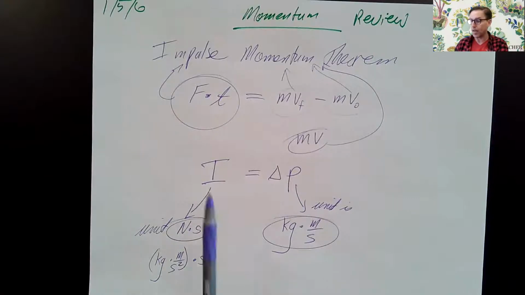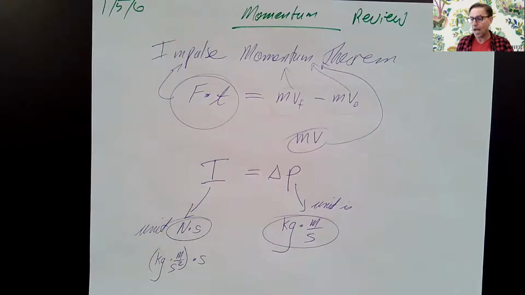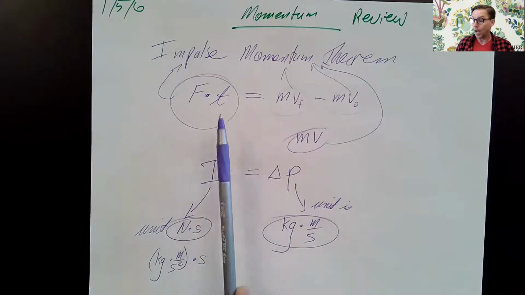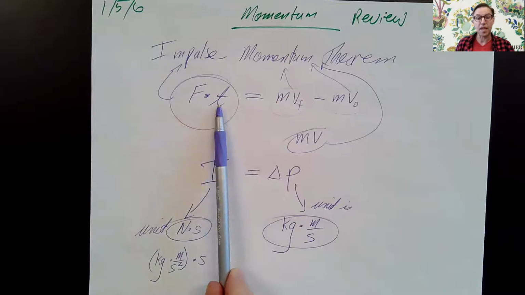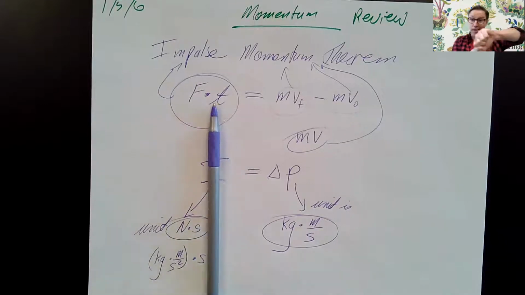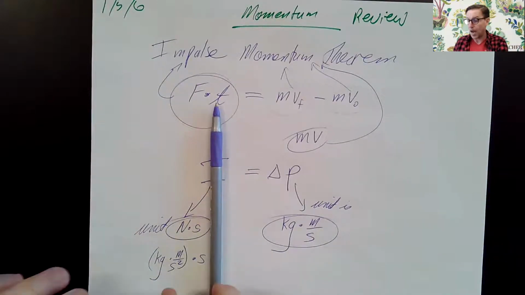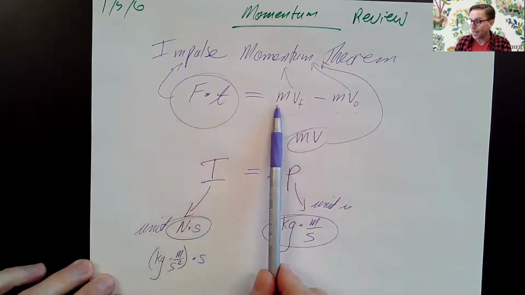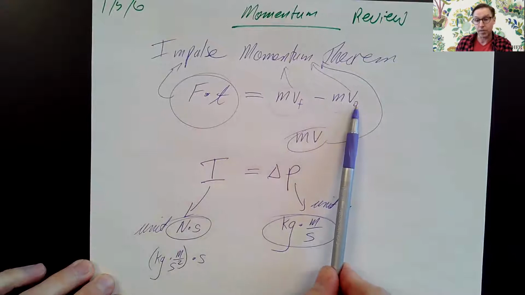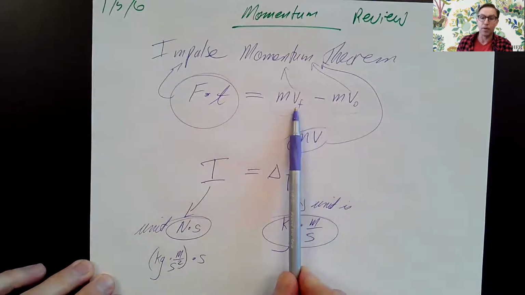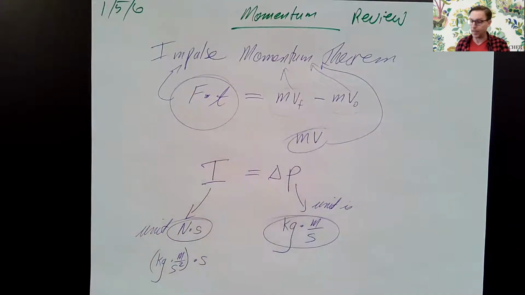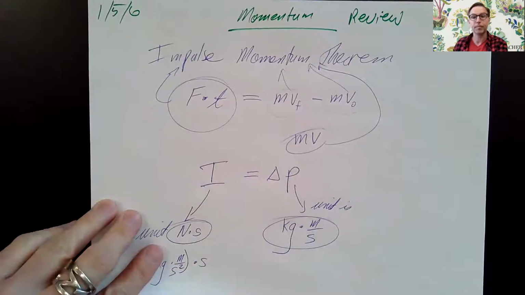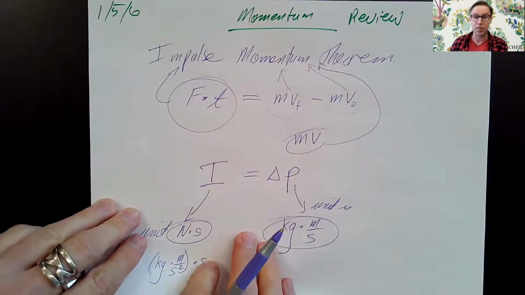All right, so that is our impulse momentum theorem. How is that useful? How hard I push something times how long I push that something. If I know both of those, and I know the mass and the initial velocity of the object, I can solve for and predict the final velocity of the object. So that is the impulse momentum theorem.